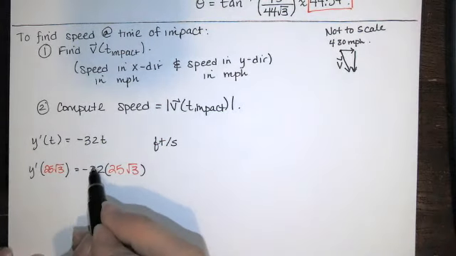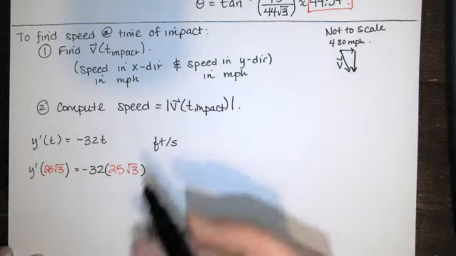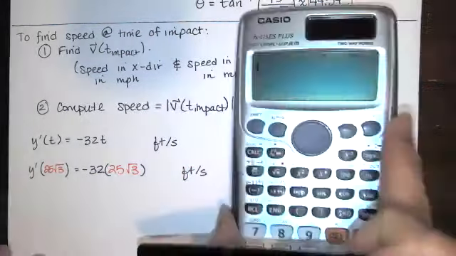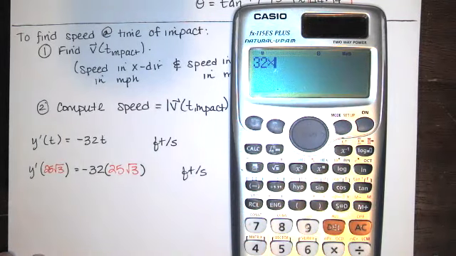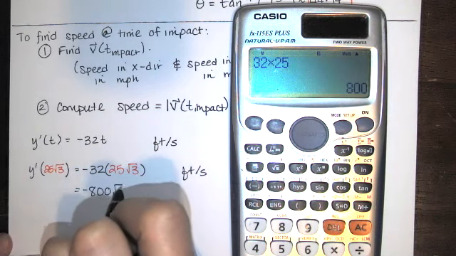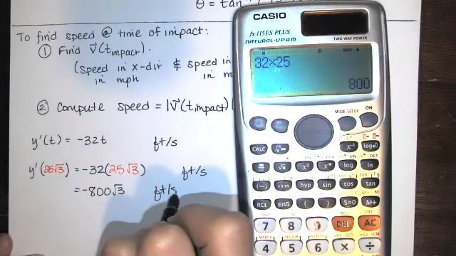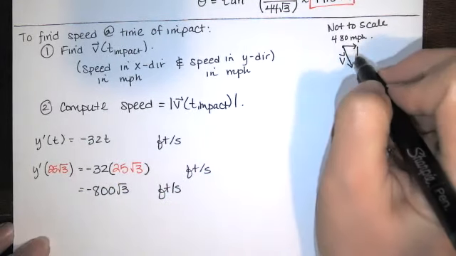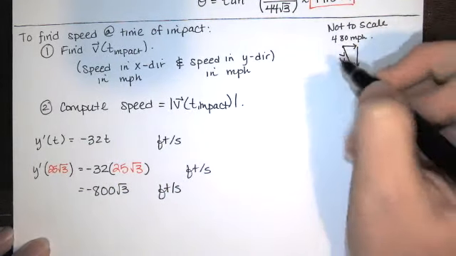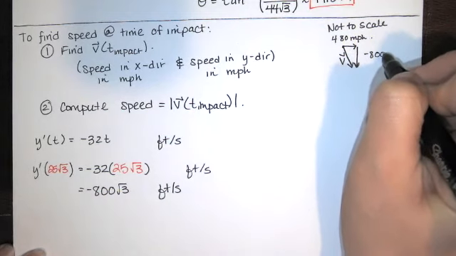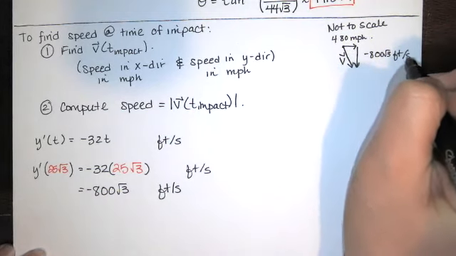And this is a number of feet per second squared times a number of seconds. So we're going to get a number of feet per second when we're done. So you have negative 800 square roots of 3 feet per second. Now the fact that that's negative just means that that velocity is pointing down in the y direction. And we kind of already knew that. This is negative 800 square root of 3 feet per second.